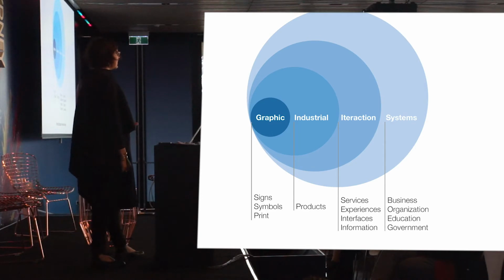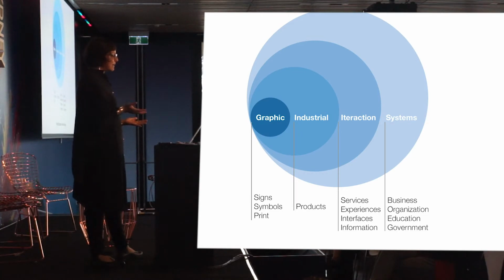And this would be the contemporary design practice of things like user experience design and service design. It usually plays in this interaction space. And human-centred design as well is very popular and very much used in this interaction space. And then we have systems design, which is business, organisation, education and government.